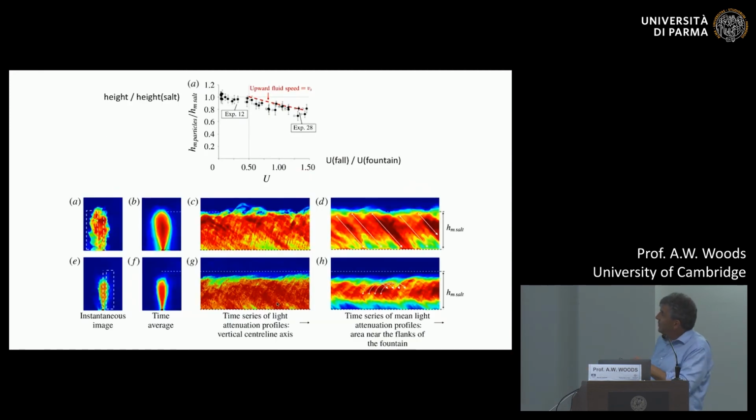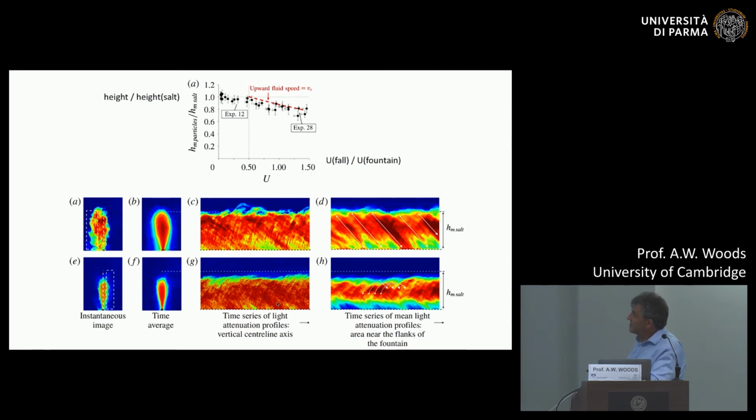And so you can actually look at the height of the fountain compared to a reference fountain as a function of this fall speed over the fountain speed. And what you find is that if the fountain speed is of order 1 times the fall speed, then the fountains are very similar to a normal salt fountain. But once the fall speed starts increasing to greater values, the height of the fountain actually starts decreasing, and the fluid separates and keeps on rising.